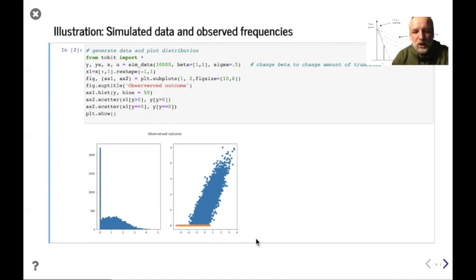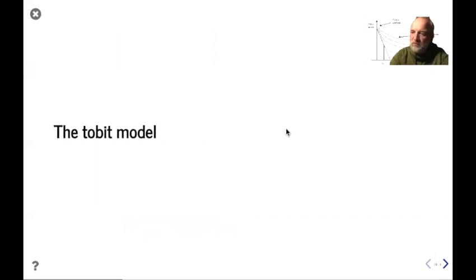Okay, and so how do we actually come up with a model? Here it looks fairly linear in this area, and that's also what it's generated to be. But then it would suddenly start to bend off here, right? So what's going on? Anyway, we'll move on to the Tobit model to model this kind of behavior.